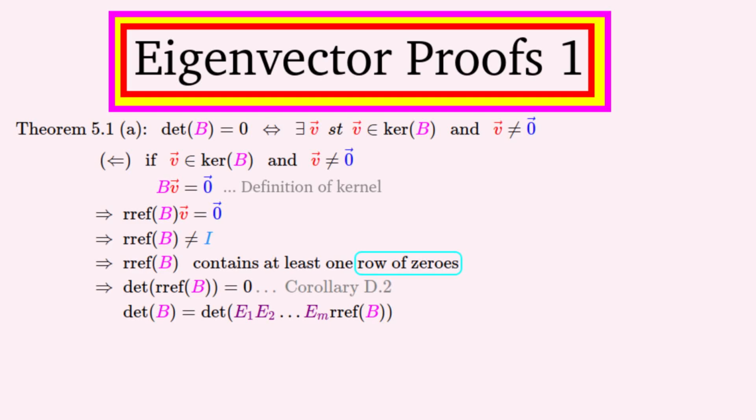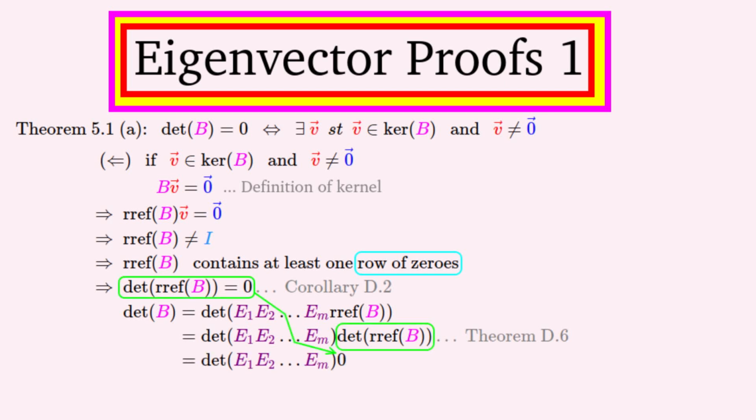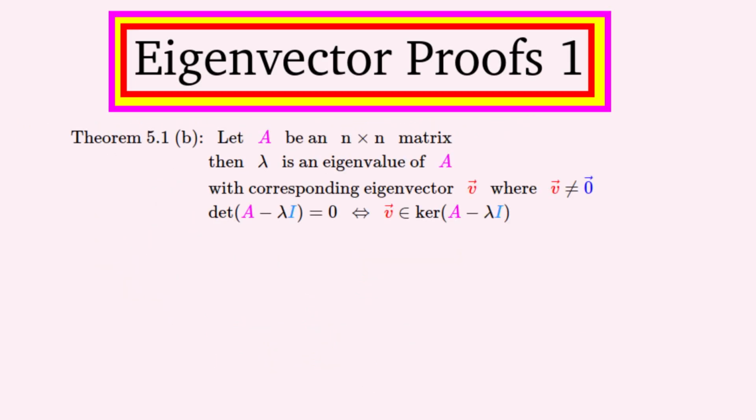So now to find out what the determinant of B is, we'll expand out B like this, with the product of its row operation matrices and the reduced row echelon form of B. We can separate this determinant into the product of two determinants like this. And one of these determinants is 0 because we've already calculated it before. And multiplying this other determinant by 0 obviously gives us 0, so the determinant of B is 0. So that proves part A of this theorem. So now to prove the main part of this theorem, part B.